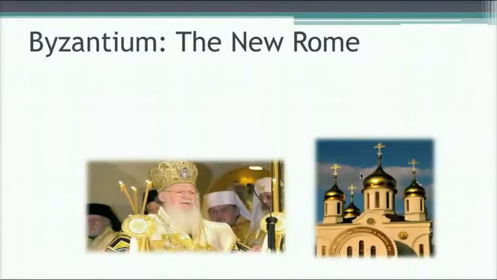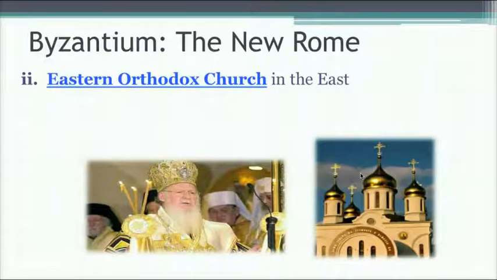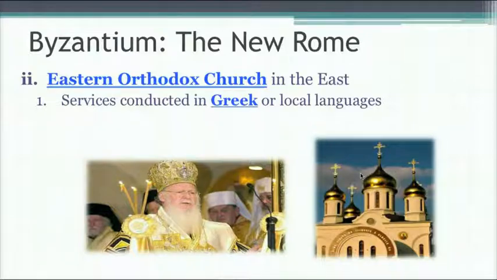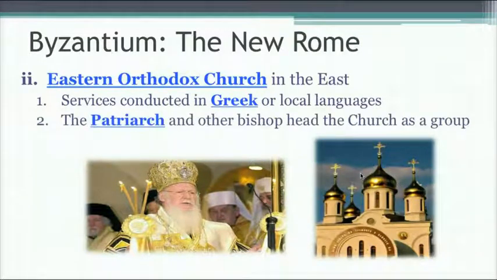But when the church divides in 1054, we get the Eastern Orthodox branch of the Christian church. And this still exists today. It's still Christianity, but in a slightly different form. For example, their services, instead of being conducted in Latin, are conducted in Greek or maybe some of their local languages. Instead of following the Pope, they follow a leader known as the Patriarch.